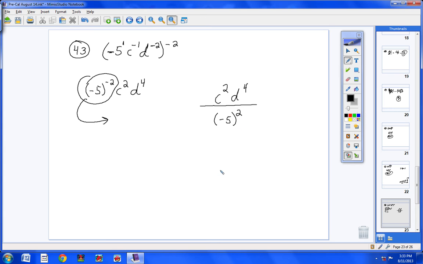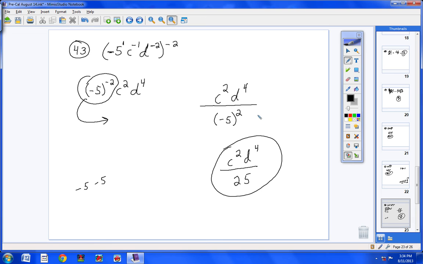Now, negative 5 to the 2nd power, think about that. Negative 5 squared means negative 5 times negative 5. And that would be a positive 25. And up top, we still have c squared d to the 4th. All right? And there we go. That is the correct answer. And we're almost done. 3 more problems. So we're just about finished.